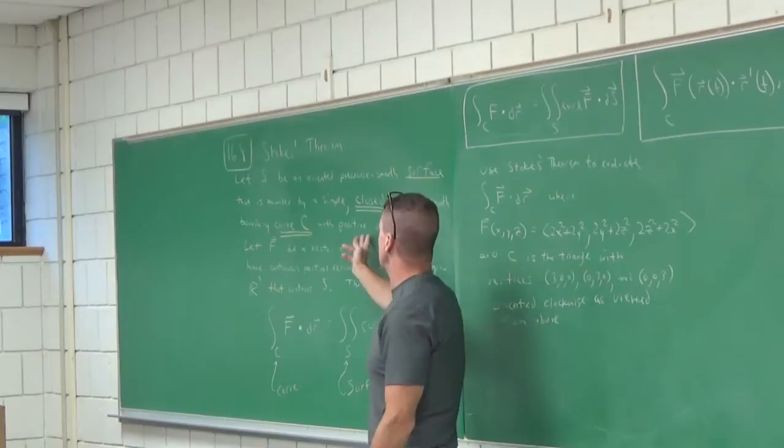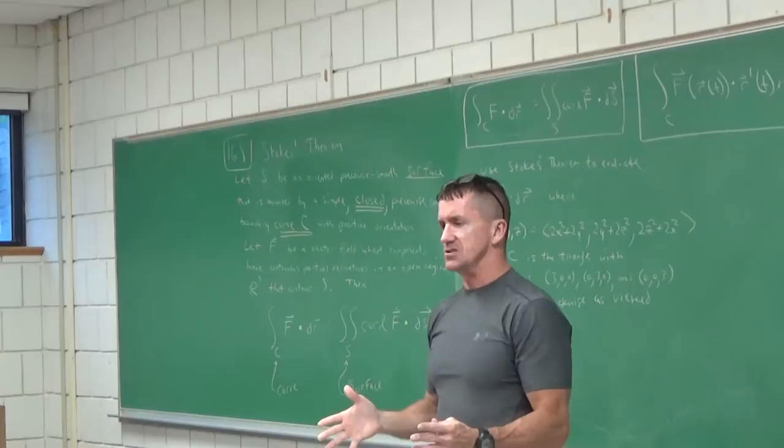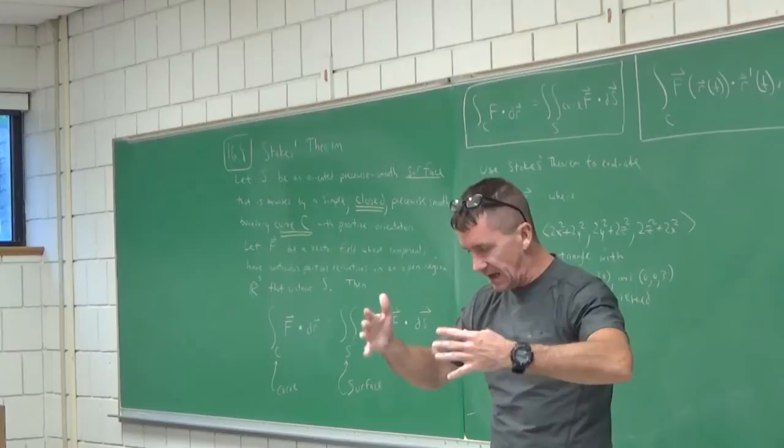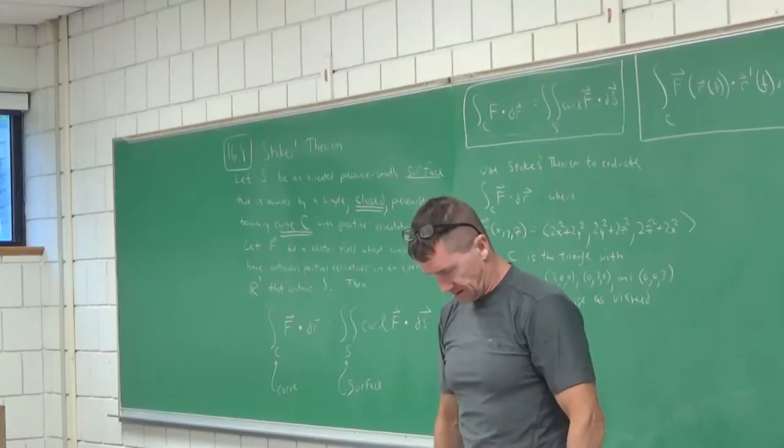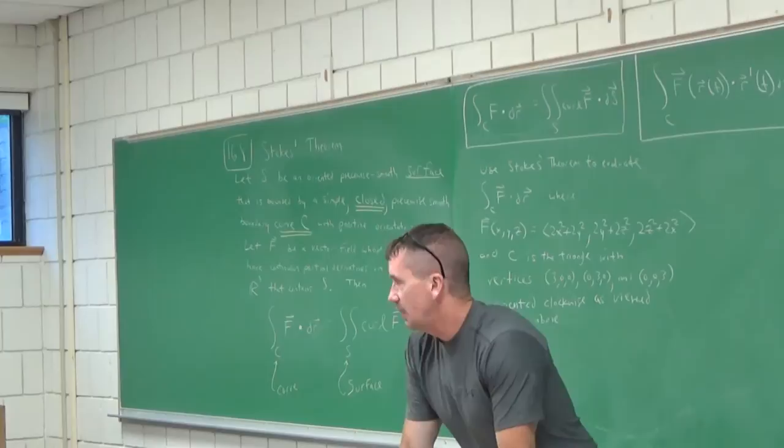I do want to point out, they say positive orientation. So now you're like, what does positive orientation mean in three-dimensional space? That would mean moving counterclockwise as viewed from above. So if I look down on the xy plane like this, then moving counterclockwise would have positive orientation.